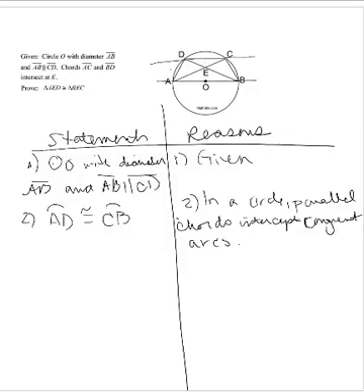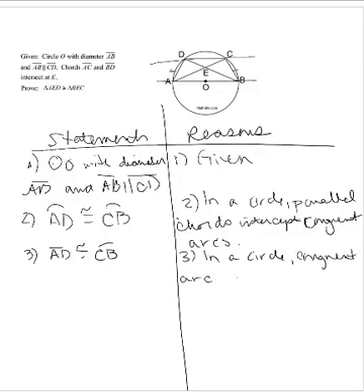So if we've got these two arcs the same, then what could we say about segment AD and segment CB? And I believe that we talked about it before as well. In a circle, similar to the previous proof that we did, congruent arcs make congruent chords. And voila, we've got a side.